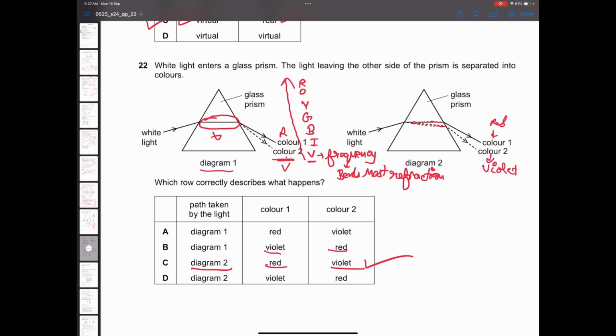The question is simple, but often they try to trick you by giving a lot of variations, just like they gave you one diagram here, one diagram here. Most of the students will simply look at diagram 1 and say, oh, I know this. So this will be violet, this will be red. But you also need to see whether the diagram is correct or not. This one is incorrect. That is why we went with diagram 2 and color 2 will be violet, color 1 will be red.